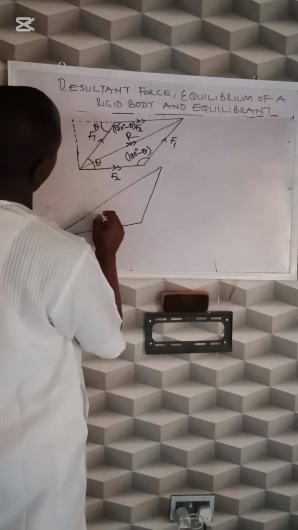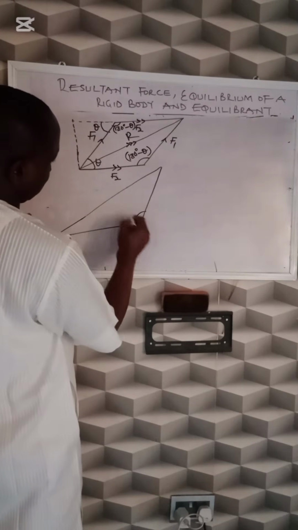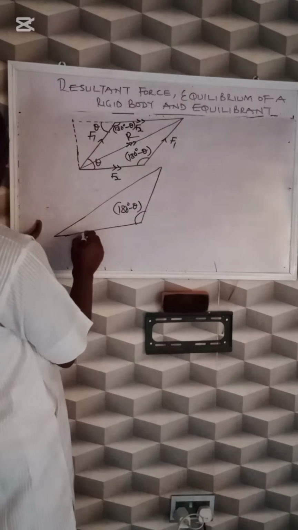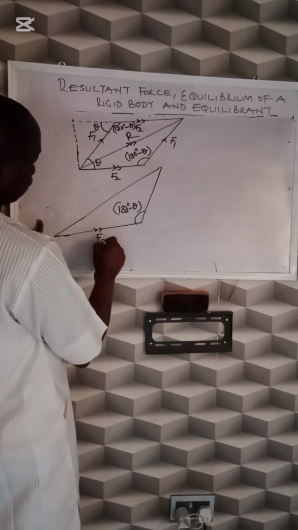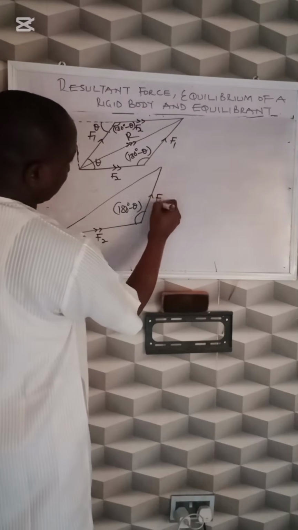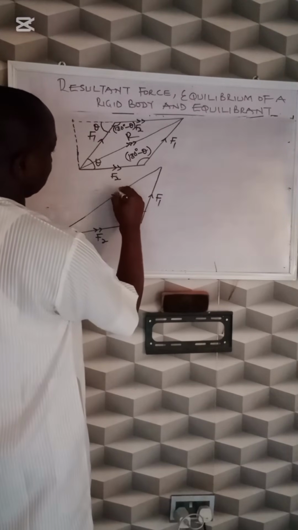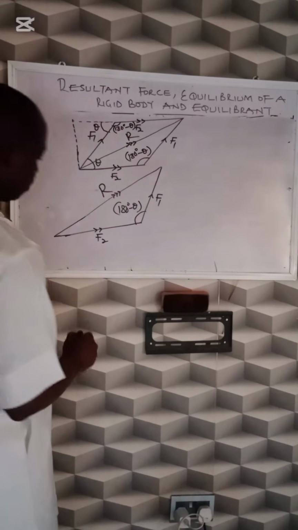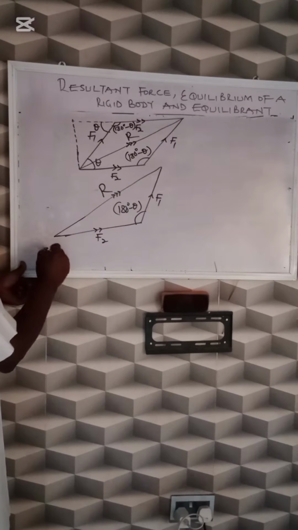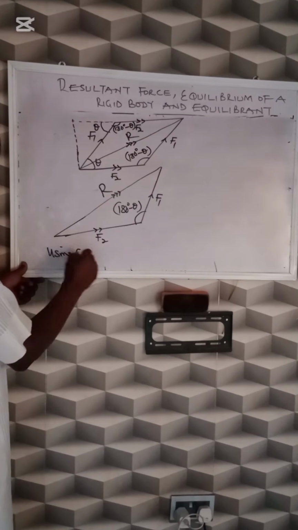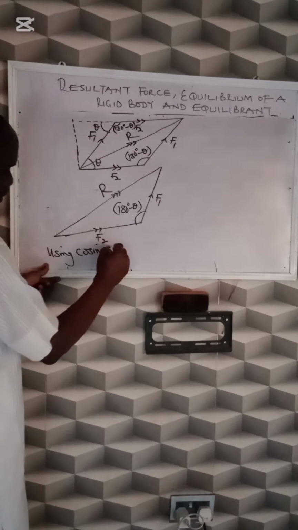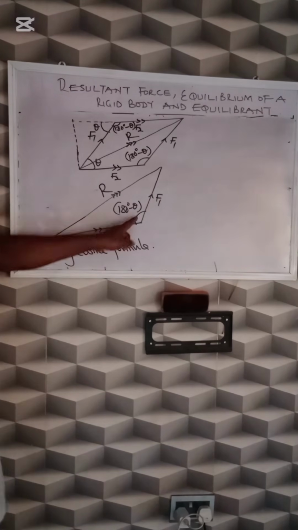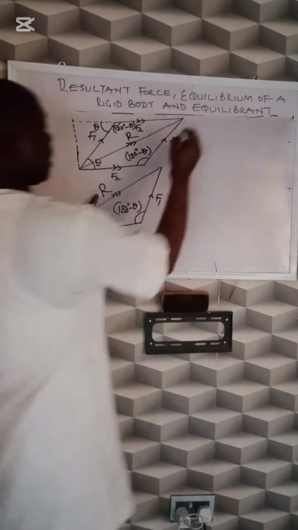We have this one now to be 180 degrees minus theta. We have this one to be our F2, this one to be F1, and this one to be our resultant. So we can use the cosine formula in mathematics. When you use the cosine formula, we are considering this particular angle. So we want to get R.